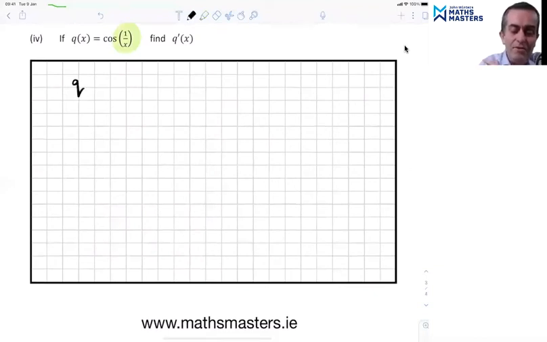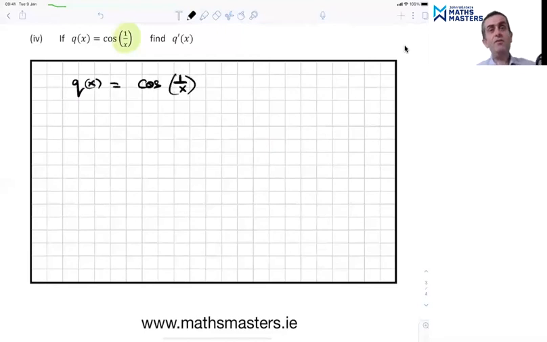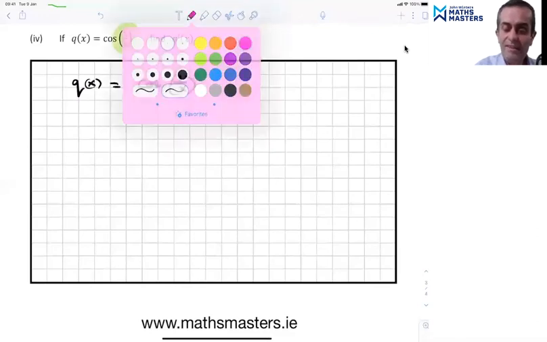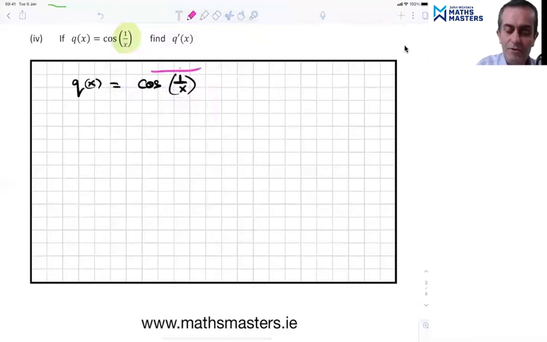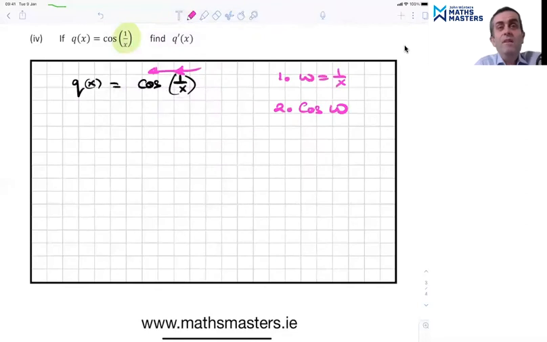So I begin by just writing down q of x equals the cos of 1 over x. Now over here on the right-hand side, we're going to read our functions from right to left. First function we see is 1 over x, and we're going to call that w. So w is 1 over x. And then function number 2, the second one that we see, is cos. And that's going to be the cos of w, the cos of the thing that we've called w.